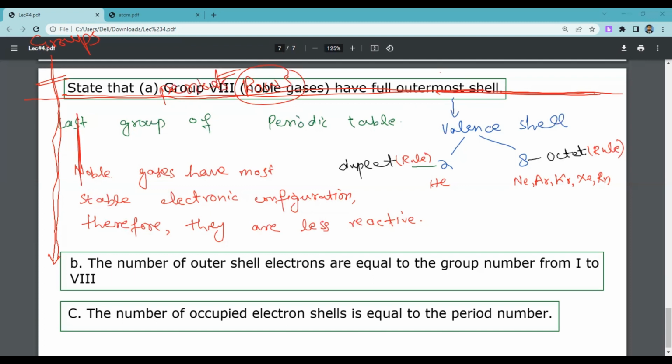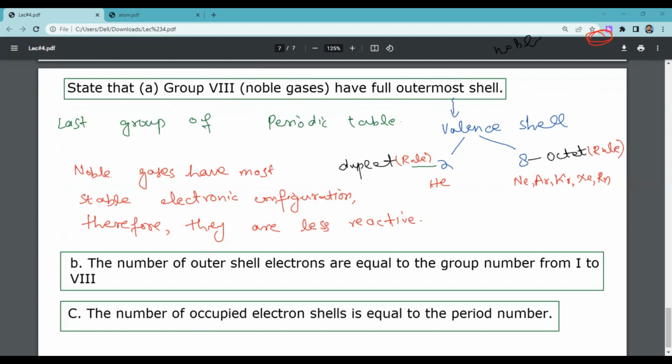These vertical columns are said to be groups, and these horizontal rows are said to be periods. What is our question? He is asking about group 8, which are said to be noble gases. They have a complete outermost shell. Here is helium. Its atomic number is 2. You can simply see that its outermost shell is complete.